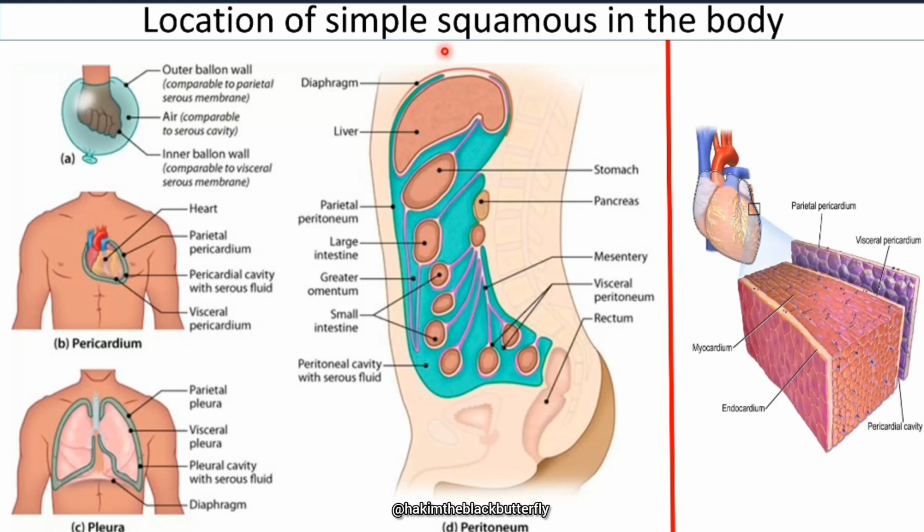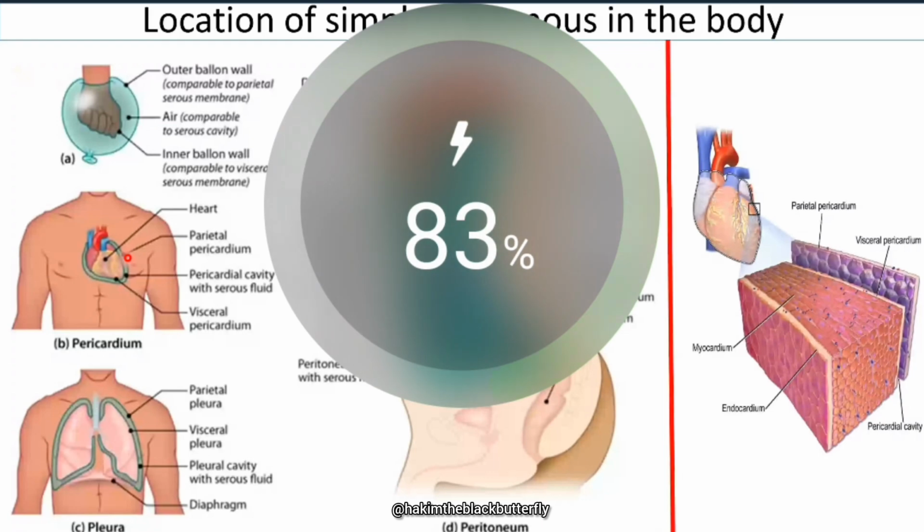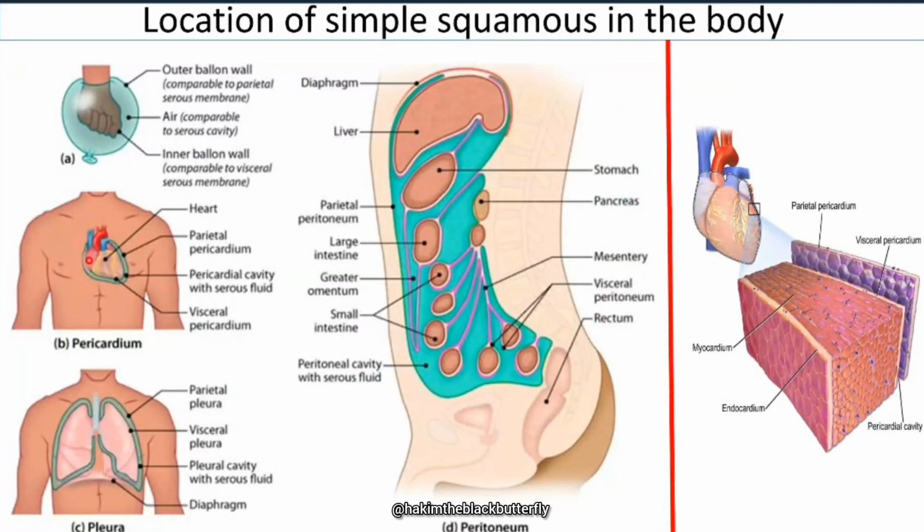Serous means fluid, okay? So we are going to have these membranes lining vital organs of the body. We have the serous membrane around the heart, we have the serous membrane around the lungs, we have the serous membranes around the intestines, okay? These serous membranes are going to act as double-layered sacs that will be made up of two layers.